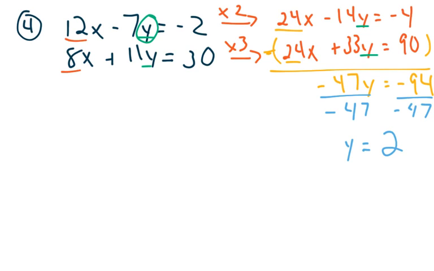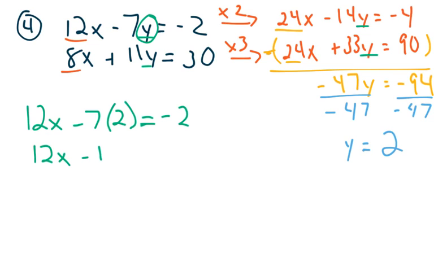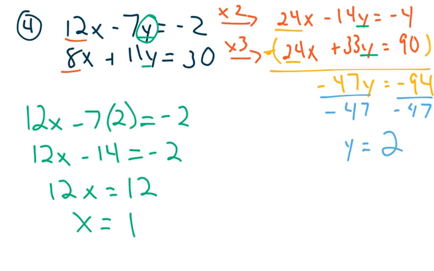So I'm going to use that upper left one. So we know y value, so we get to solve for x. 12x minus 7 times our y value, which is now 2, equals negative 2. So 12x, negative 7 times 2 is negative 14, equals negative 2. We're going to add 14 to both sides, so 12x is equal to negative 2 plus 14, which is positive 12. Makes it very easy. X is equal to 1. So then my final answer, 1, 2.